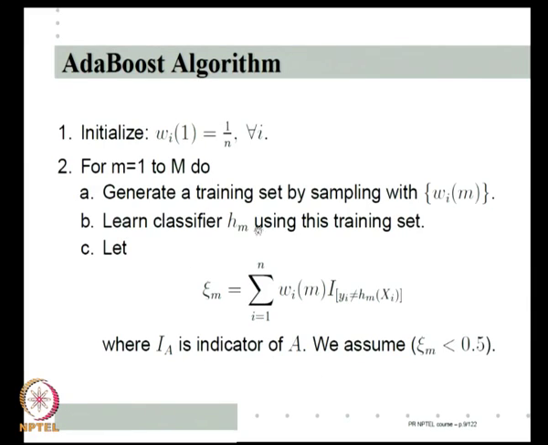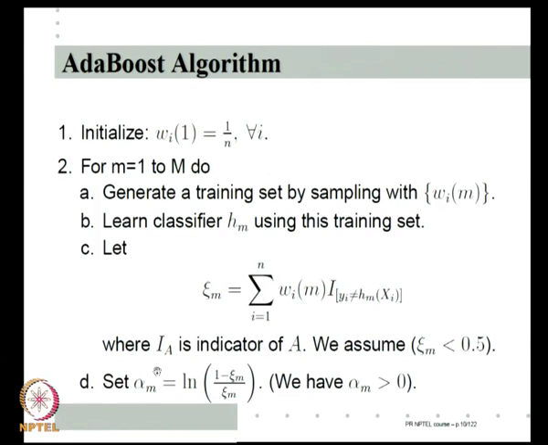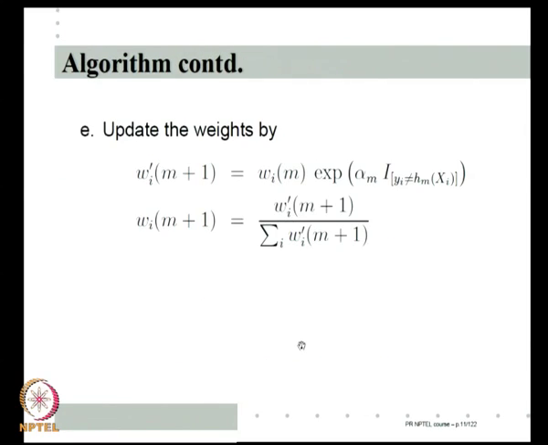We assume that each of the classifiers we learn is such that the error is less than 0.5. In practice, all it means is if I had a classifier whose error is greater than 0.5, I throw it away and learn again. Then set alpha m is ln (1 minus j m) by j m, because we assumed j m is less than 0.5, 1 minus j m is greater than j m, and hence alpha m is always positive.